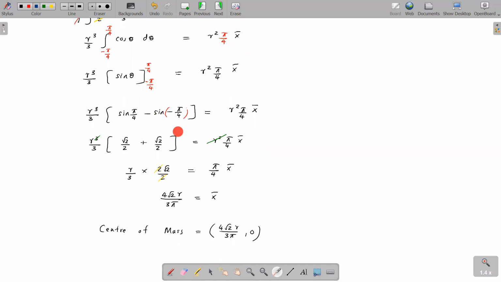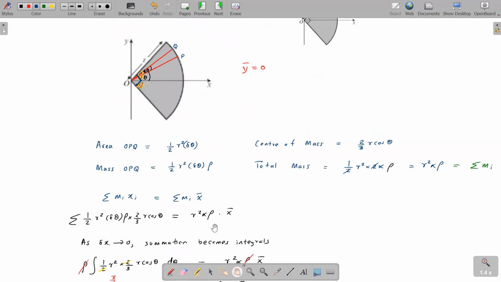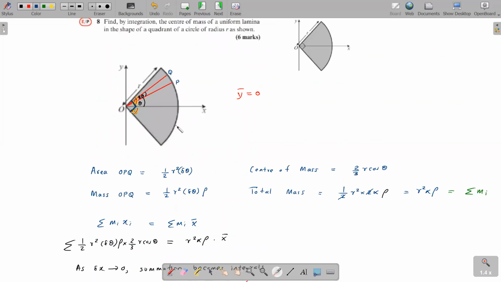So you can go through my simplification. To save time, I've just quickly done it, right? So this is the x bar. Y bar we don't need to find. We know y bar is 0 because the object is along the axis of symmetry. We already know that y bar is definitely 0.